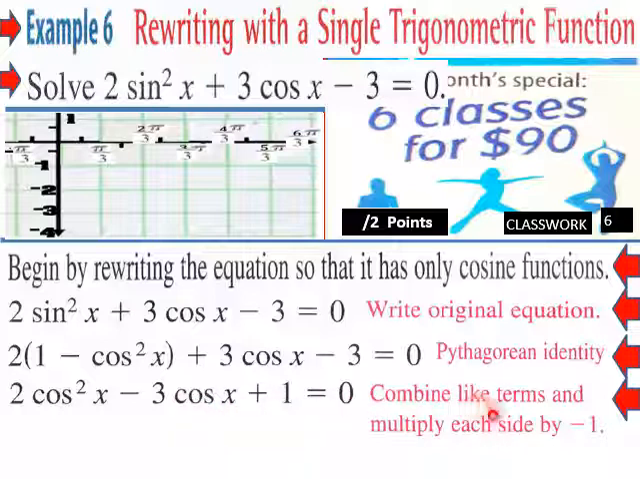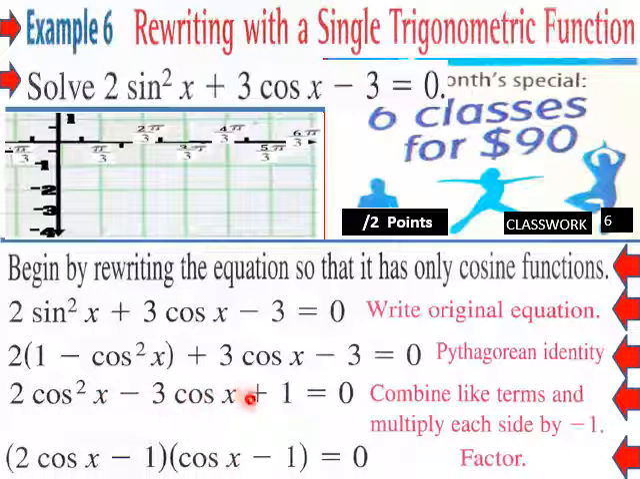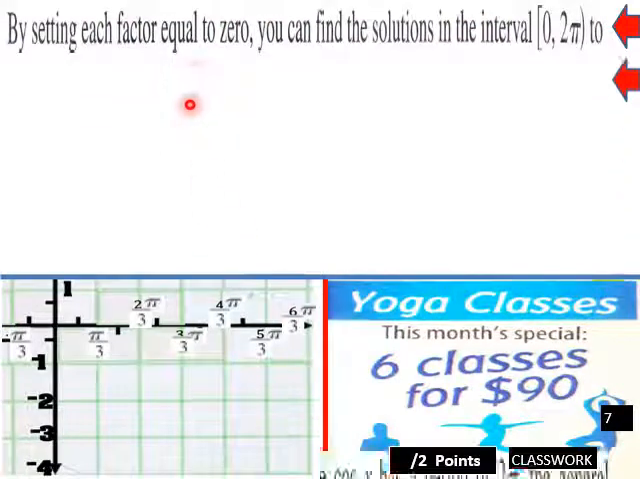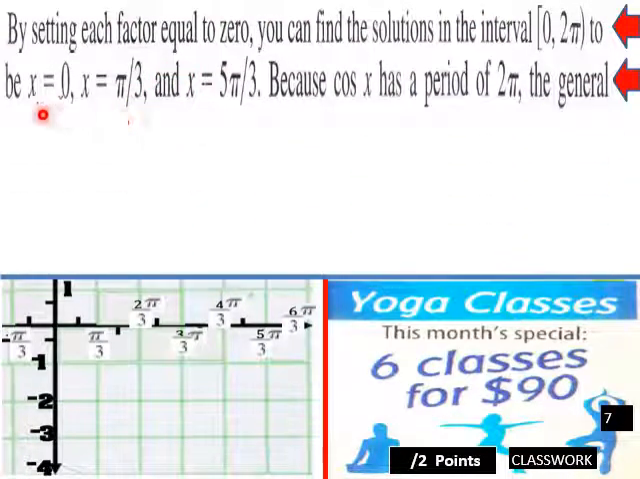Combine like terms and multiply each side by negative 1. We end up with this now. Now we're all in cosine. So now we can factor this further into 2 cosine x minus 1 times cosine x minus 1. Now we can solve for our zeros. For 0 to 2 pi, x equals 0, x equals pi over 3, and x equals 5 pi over 3.